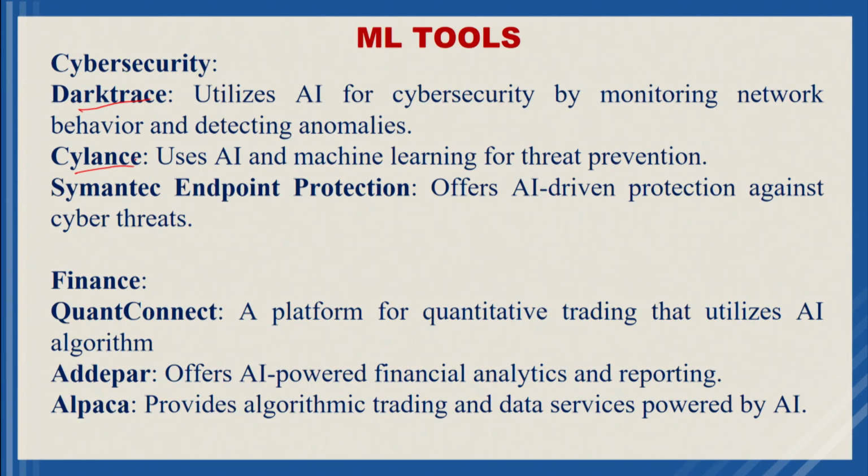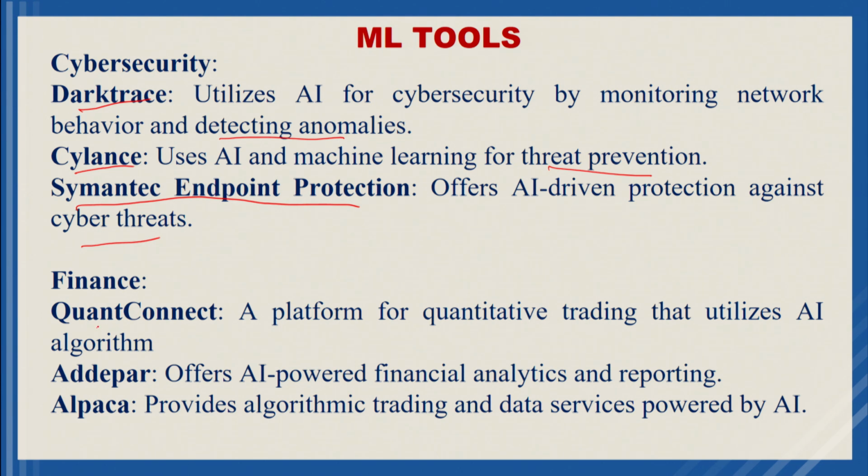Now, moving on to the domains of cyber security and finance, we have tools like Darktrace, Cylance and Symantec Endpoint Protection. Darktrace mainly uses AI for cyber security, which monitors the network behavior and detects anomalies. And Cylance is a tool which also uses artificial intelligence. It is mainly used for threat prevention. And moving on to Symantec Endpoint Protection, it offers AI driven protection with respect to cyber threats. And here QuantConnect, Alpaca and similar tools are available to do the financial transactions.